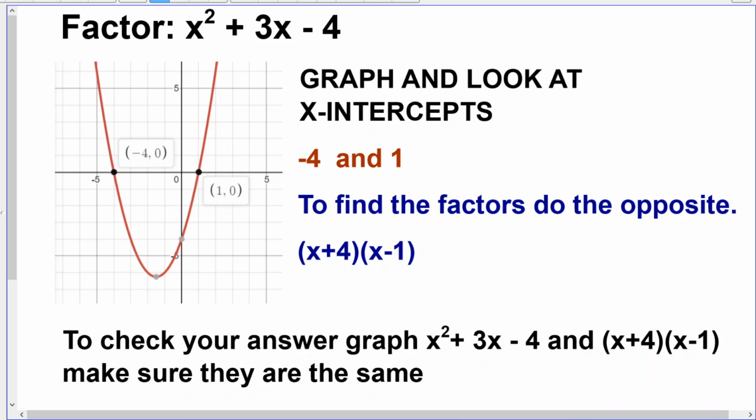So a few different things there, quite a few different vocabulary words. Try and familiarize yourself with those, but a very important concept of looking for the x-intercept and then using that to actually find out what the factors of a question would be.